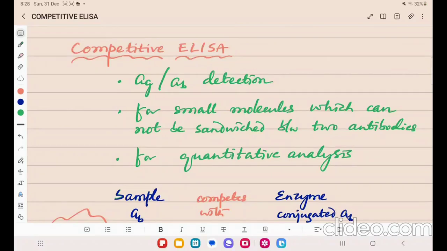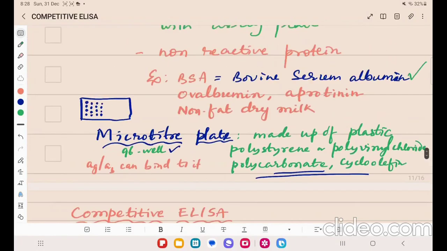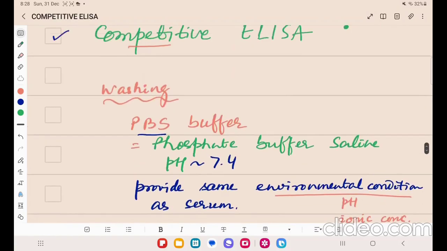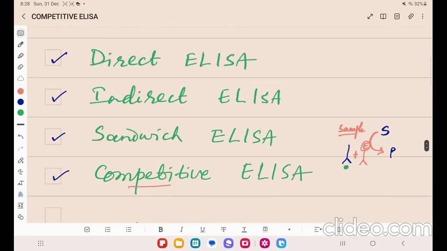Namaskar. Today we are going to study about competitive ELISA. You can refer to our earlier classes on ELISA, types of ELISA. There are 4 types of ELISA: direct ELISA, indirect ELISA, sandwich ELISA. All these you can refer to our previous classes. Today we are going to study the competitive ELISA.